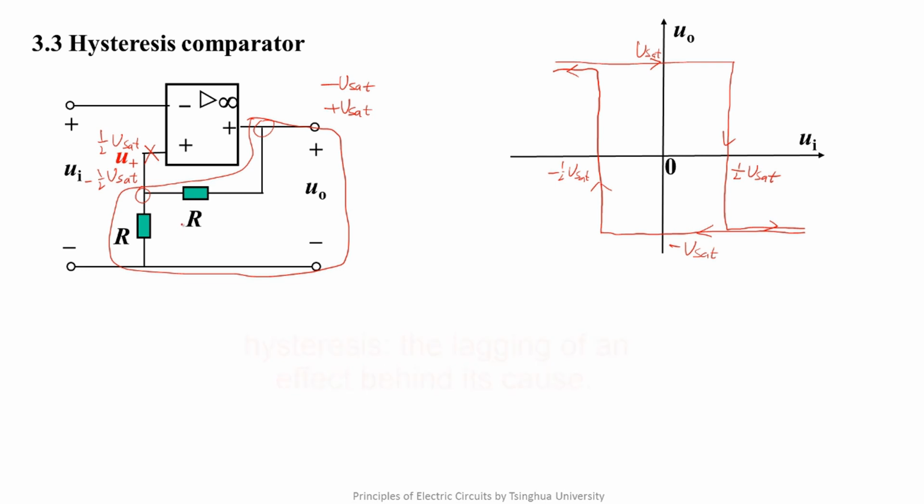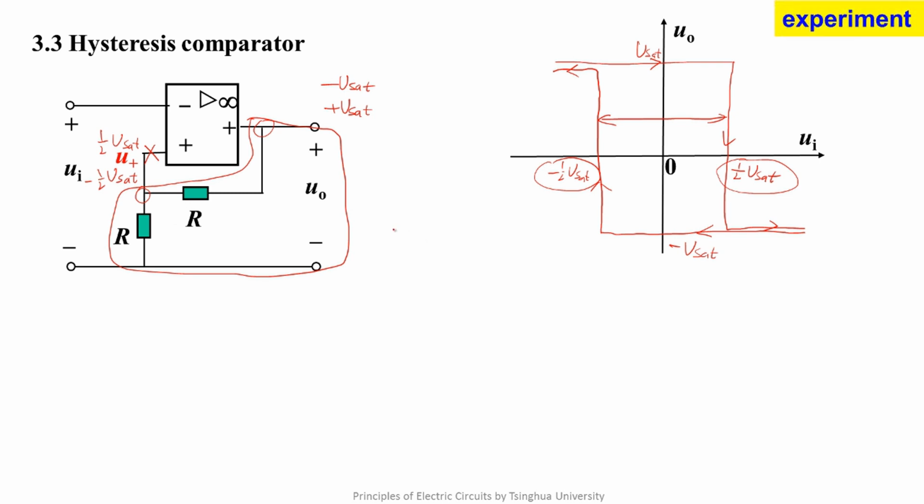Another point is that the resistances in the voltage division circuit are the same here. So the breakover voltages are negative half of U-set and positive half of U-set respectively. We can change their resistance to change the value of the breakover voltage. And the width is called the hysteresis width. You will find that the hysteresis width can be changed by adjusting the ratio of the two resistances. We won't discuss this in detail.